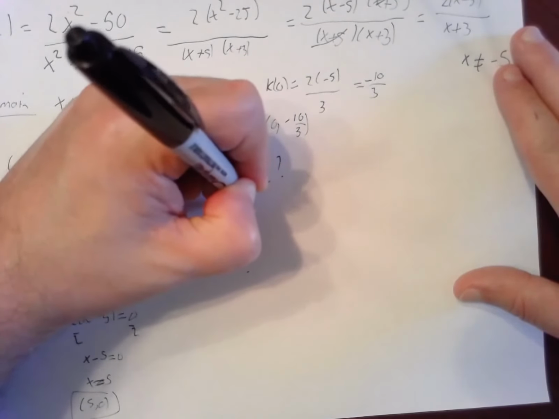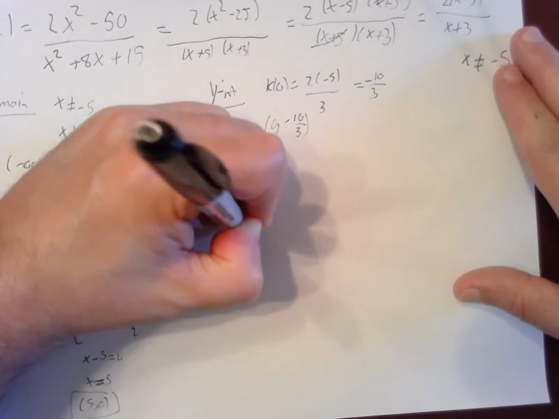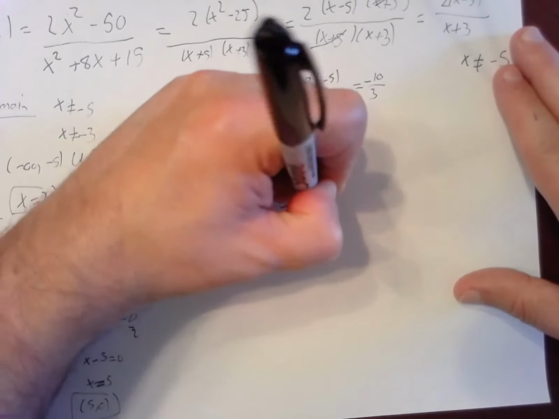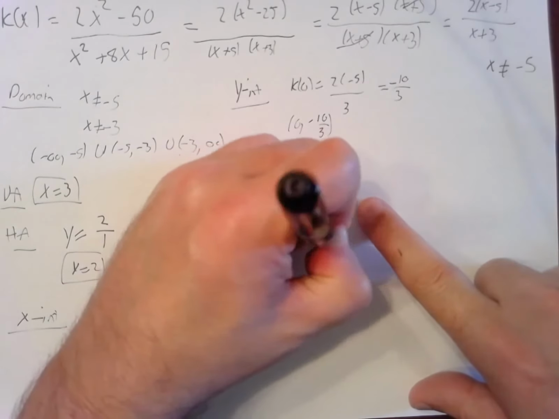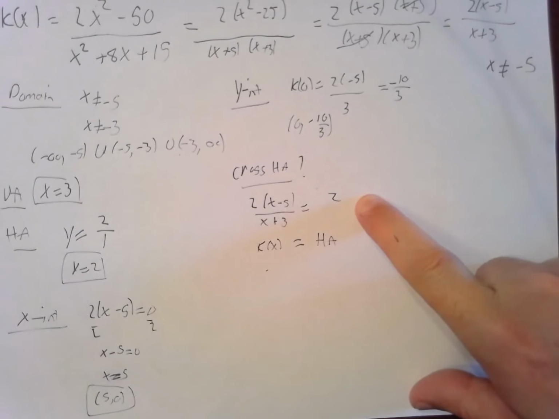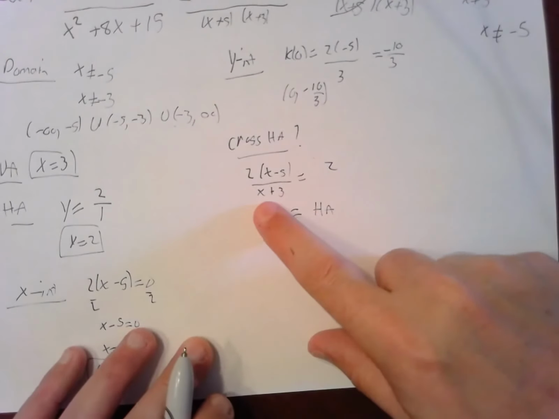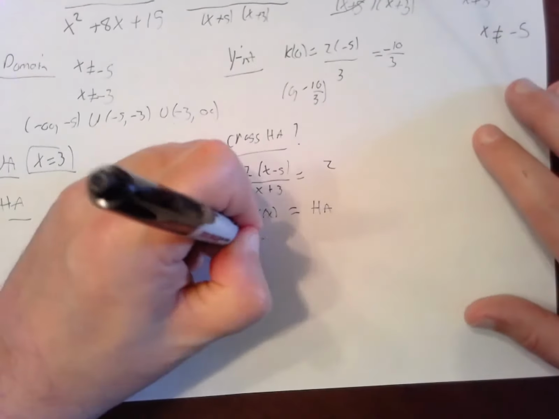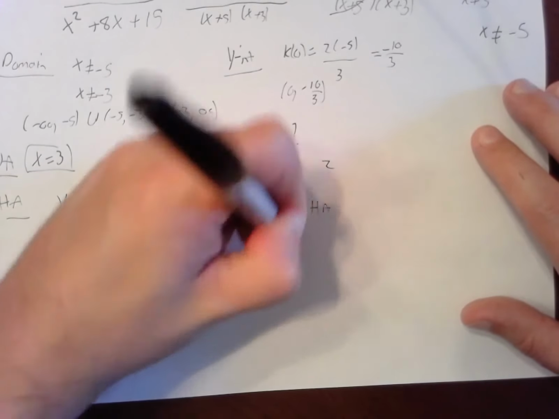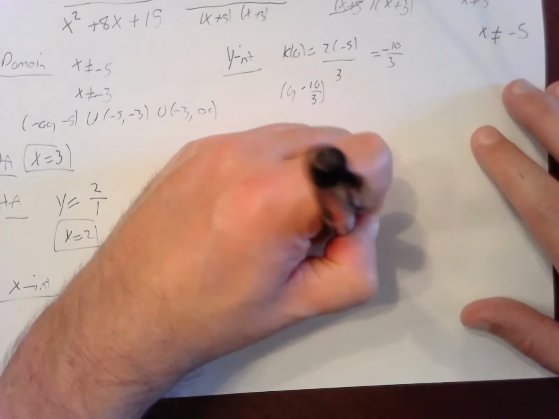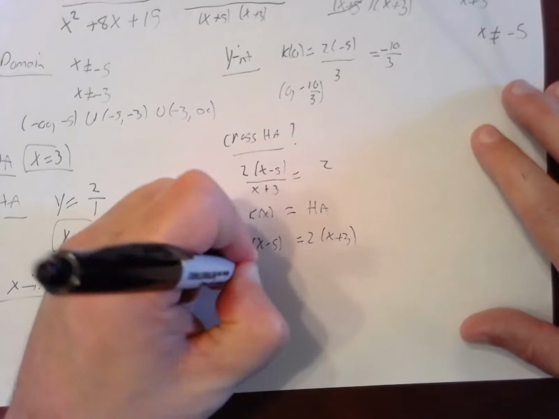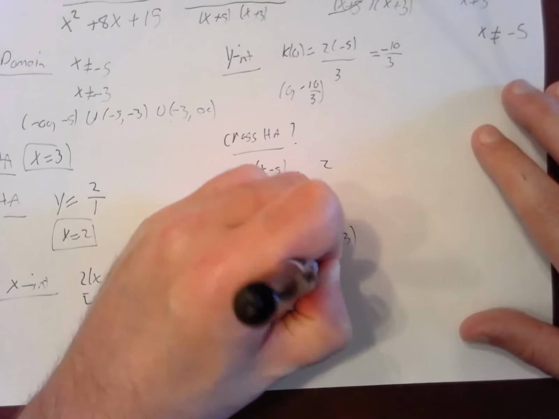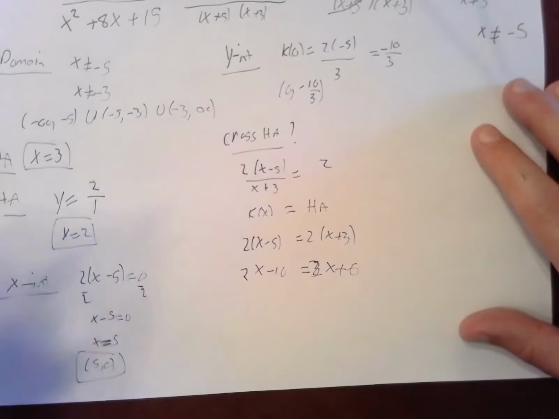I set the function equal to the horizontal asymptote. So that's the function. That is the horizontal asymptote. And I try to solve. That's a proportion. We solve proportions by cross multiplying. So I'll get 2x minus 5 equals 2 times x plus 3. Just multiplying the x plus 3 over. Distribute. 2x minus 10 equals 2x plus 6.